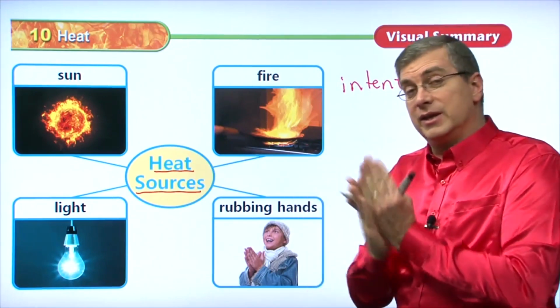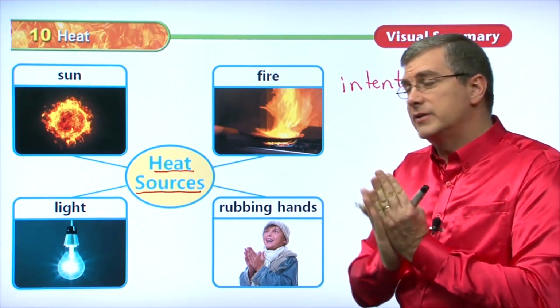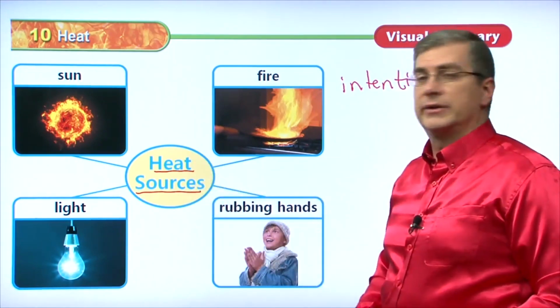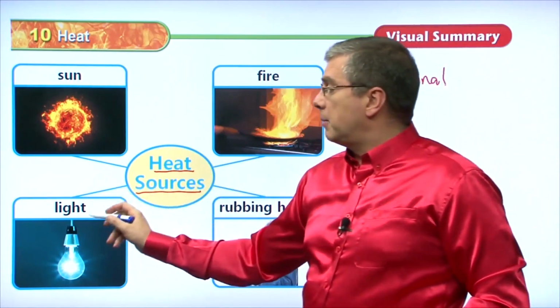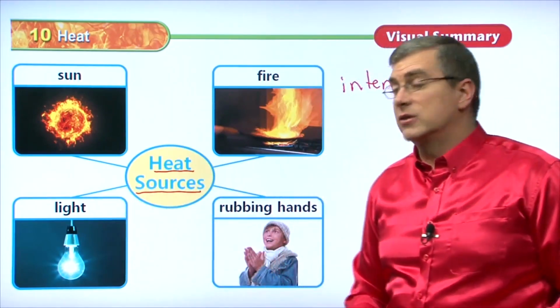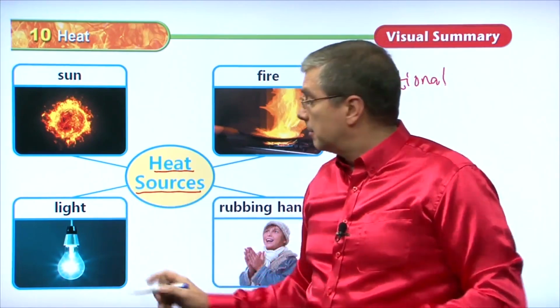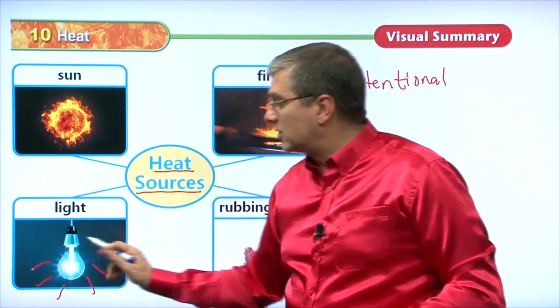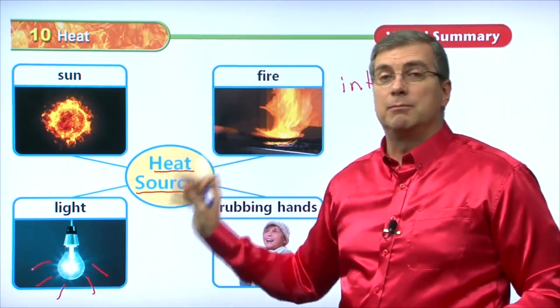Rubbing hands, we did that experiment, right? We rubbed our hands and we created heat. So rubbing hands is a heat source. And finally, we saw the lamp. The lamp can also be a heat source. Sure, it produces light, but light is also giving off heat. And that's why don't touch that light bulb.